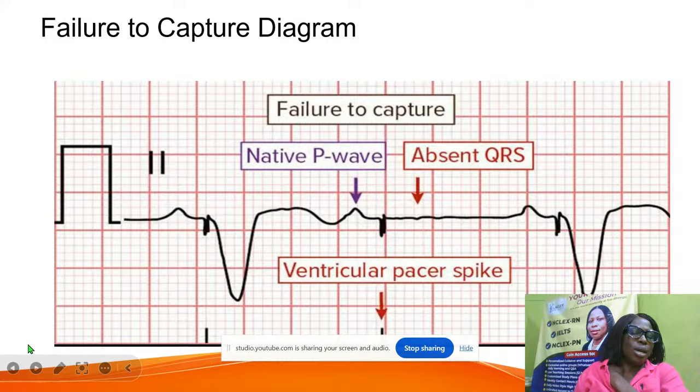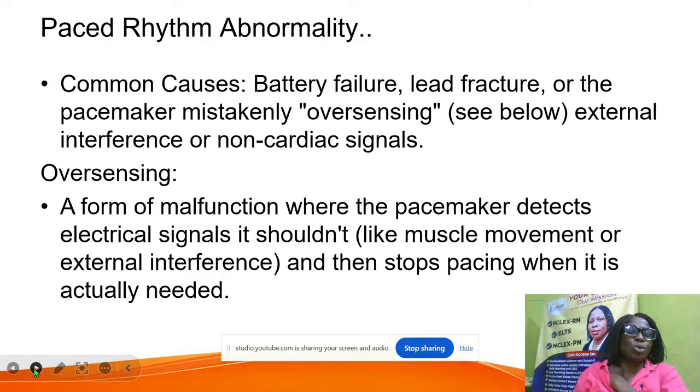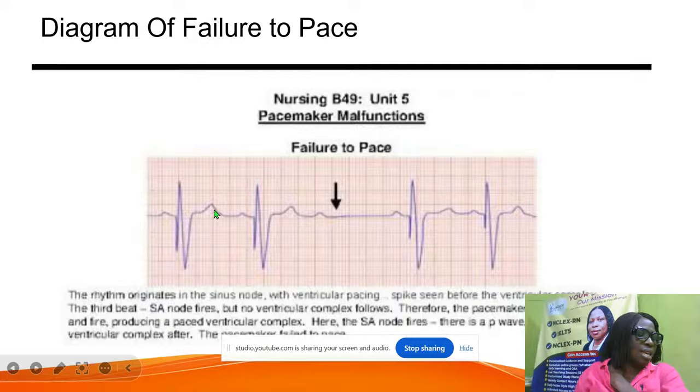Okay? Let's look at this one. You can also see this one clearly before the ventricles, meaning it's also ventricular pace.